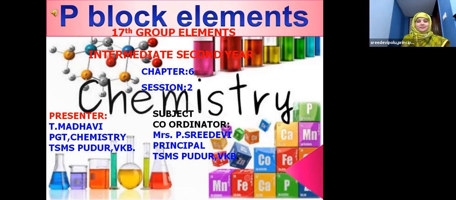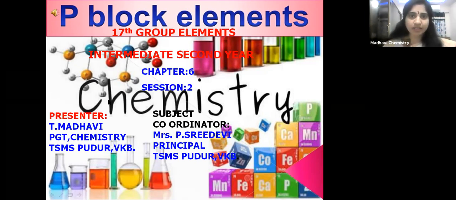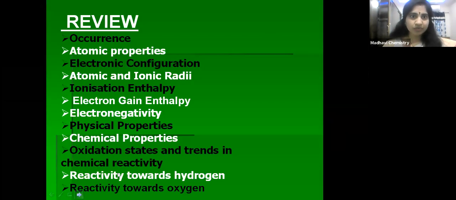Yes, ma'am. Good morning, everyone, and a happy and prosperous new year to one and all. Now, welcome back to today's session 2 on 17 group elements in P block, which is the 6th chapter in your second year. Let us have a quick review of the subtopics that we covered in the previous session. Occurrence of 17 group elements we have discussed, and then atomic properties. In atomic properties, electronic configuration.